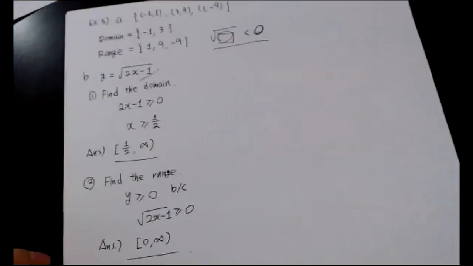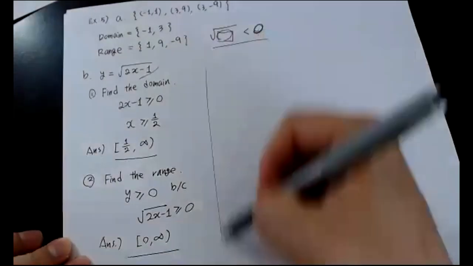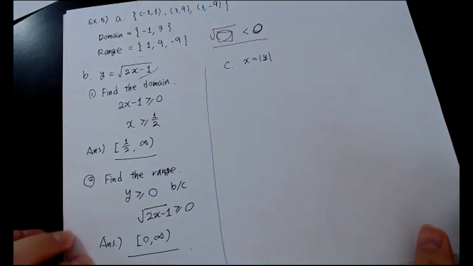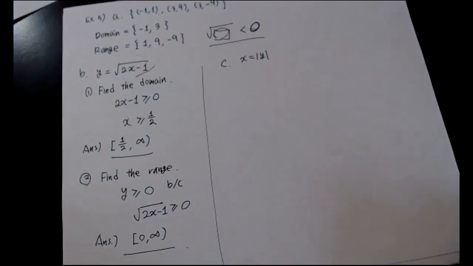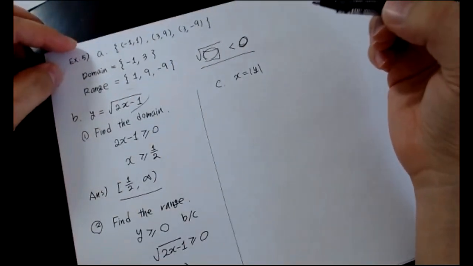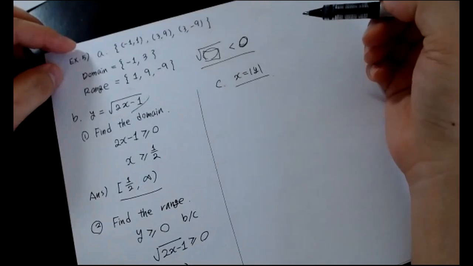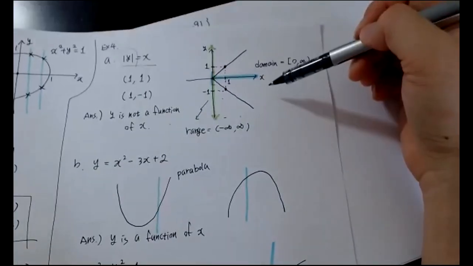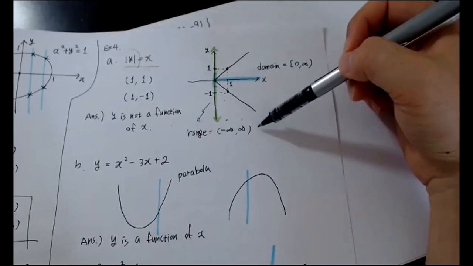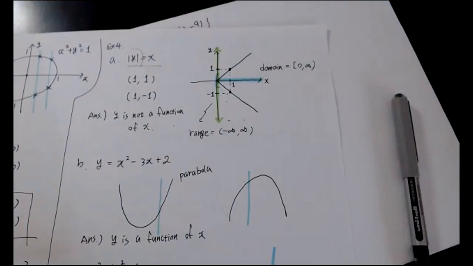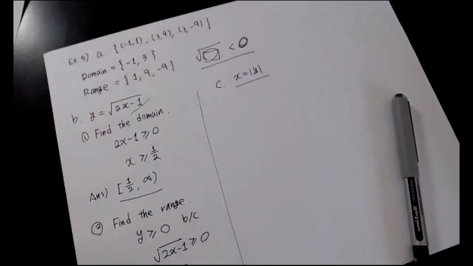So now the C, x is equal to absolute y. Now we see the graph of this. We already figured out domain and range right here. Domain is 0 to infinity, range negative infinity to infinity, right? So please look at this one. Skip the C. That's the problem, example 5.